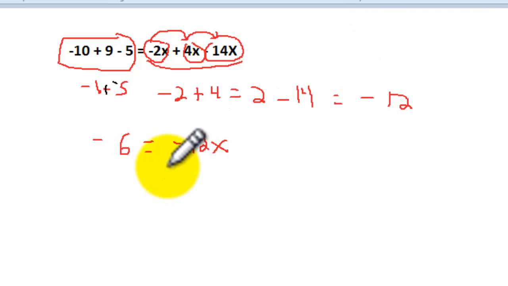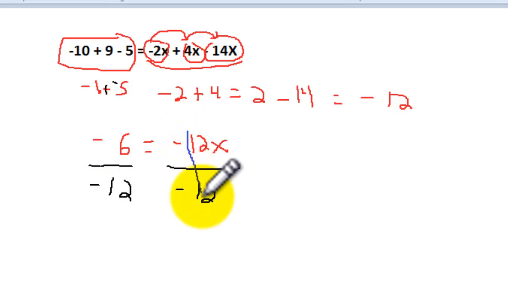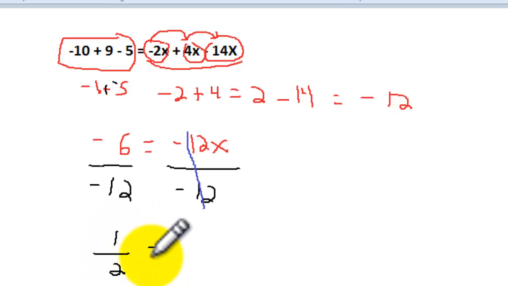Now, this is where a lot of people made an error. You're dividing by 12 on each side, so you don't get an answer of 2. You get an answer of 1/2. So here you have 12 over 12 is 1. 6 over 12 reduces, here's negative over negative, to a positive 1/2. Okay, that equals x. Because it's 6 divided by 12.